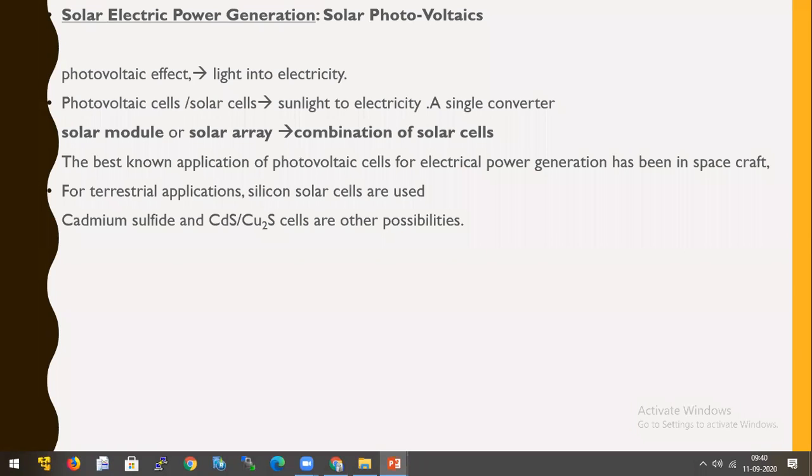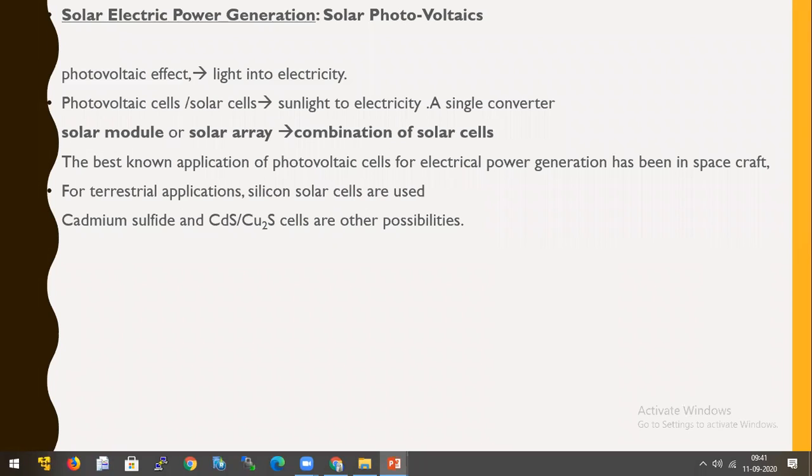This is the first topic in the third unit: solar electric power generation. This electric power generation is done through solar photovoltaic cells, solar cells. First we will see the introduction and go further. What is a photovoltaic process and what is a photovoltaic cell, we will see. This is a direct conversion of solar energy into electrical energy.